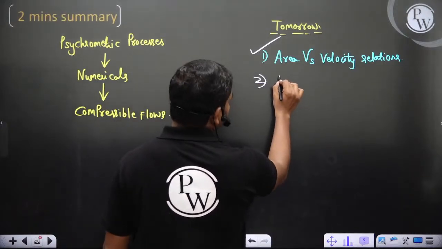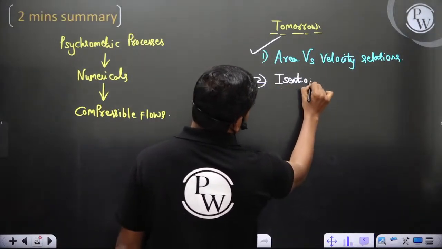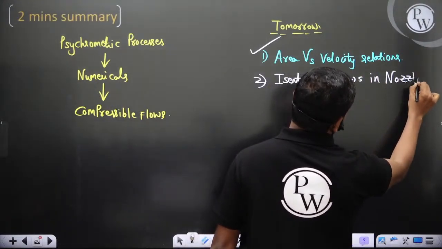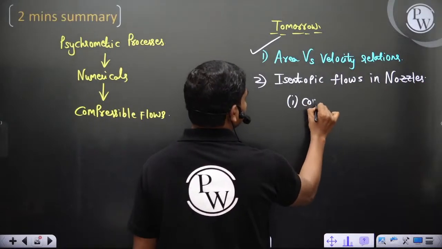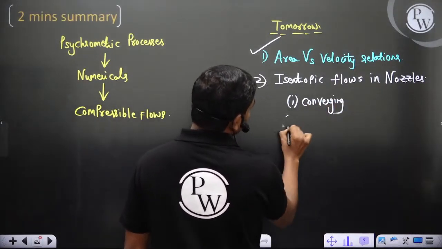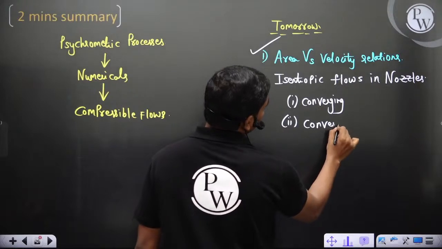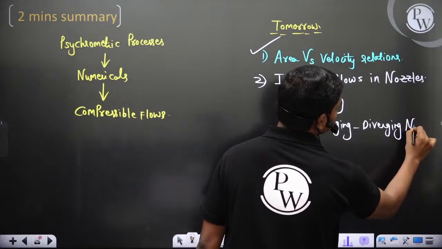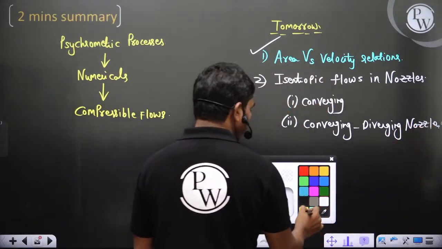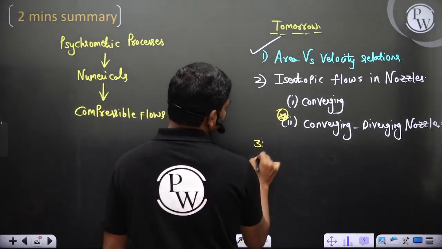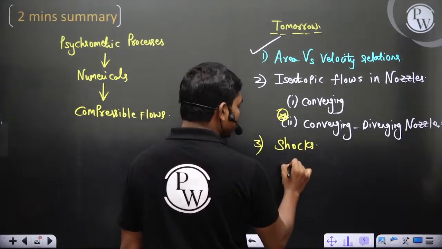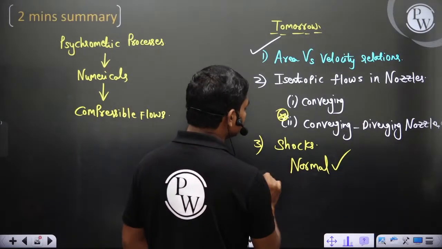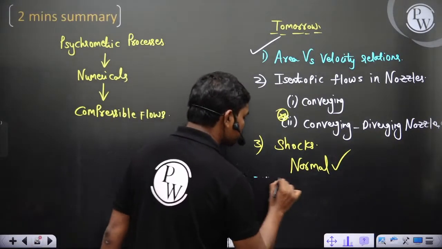Then we'll see isentropic flows in nozzles. We'll try to cover converging and also converging-diverging, CD, very important. Converging-diverging nozzles, we'll try to see this stuff. And third, we'll try to see shocks. Definitely I'll try to cover normal shocks, 100%. We'll see if time permits; I think time won't permit by the time we come here. Fine, anyway, we'll see up to normal shocks.